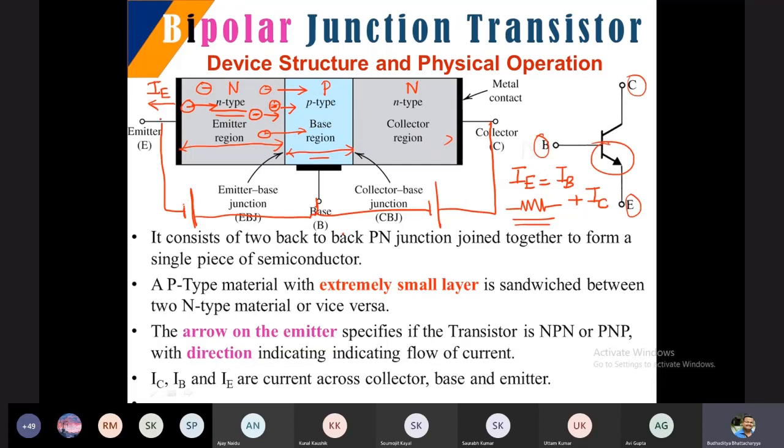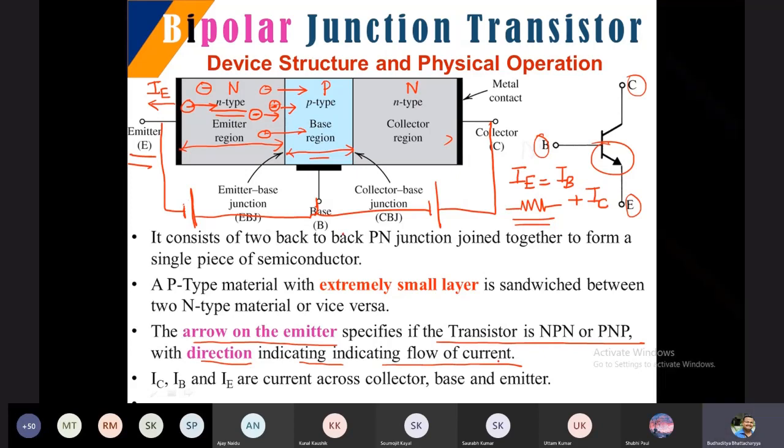That's the generic convention for any electrical circuit: the direction of the current is opposite to that of the electron flow. So as the electron flow is to the right-hand side, the current will flow to the left-hand side, which is the emitter terminal. As the current is coming out of the emitter terminal, the symbol indicates this is an NPN transistor, and the arrow indicates the current direction. The arrow of the emitter specifies whether it is an NPN or a PNP transistor, with the direction indicating the flow of current.